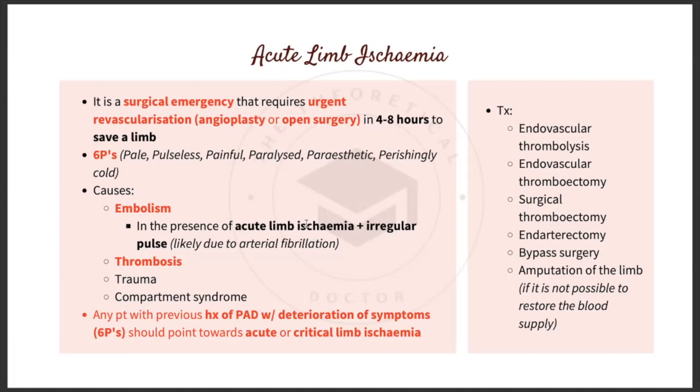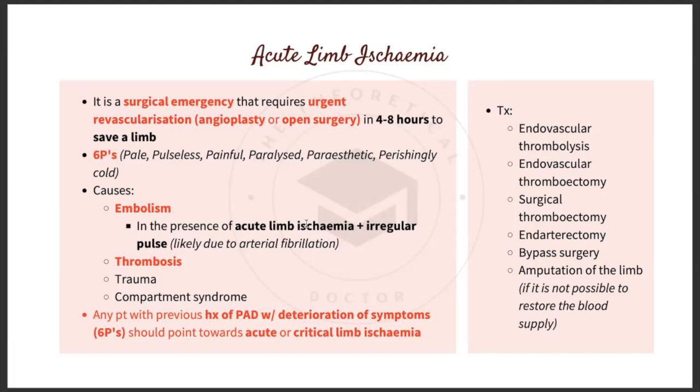It is a surgical emergency that requires urgent revascularization, through angioplasty or open surgery, in 4 to 8 hours to save a limb. So earlier we talked a little bit about peripheral arterial disease, and under peripheral arterial disease, there would be critical limb ischemia, which is long-standing, and eventually the limb turns paler and there's loss of hair, loss of sensation, and eventually gangrene. But in the case of acute limb ischemia, it's sudden onset, it happens suddenly, and it's due to a blood clot that blocked the arteries.